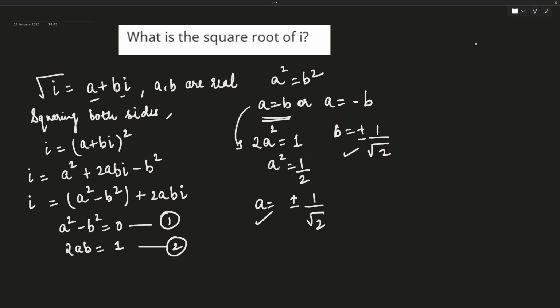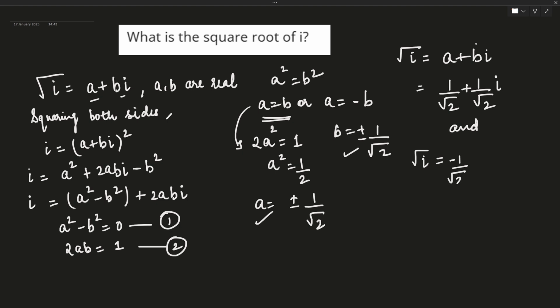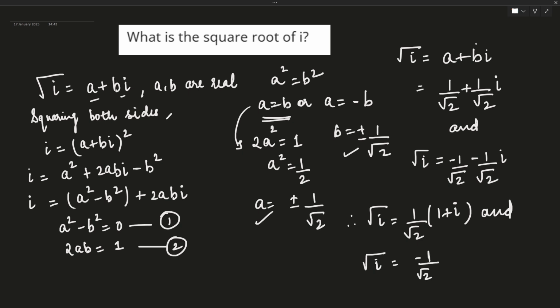Now we have the values of a and b. We know that root i can be expressed as a + bi. Taking the positive values first, this will be 1/√2 + (1/√2)i, and for the next value of root i, we're taking the negative values, so −1/√2 − (1/√2)i. So the square root of i will be (1/√2)(1 + i), and root i = −(1/√2)(1 + i).